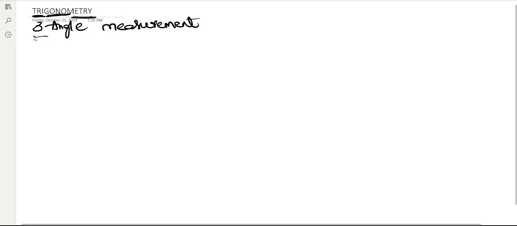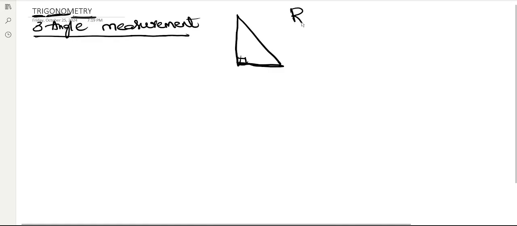So here the word tri stands for 3, the gono stands for angle, and the metry stands for measurement. So it's basically a concept of three angle measurement. When you discuss three angle measurement, the first thing that hits your mind is a triangle. For the trigonometry chapter, we use a special triangle, which is the right angle triangle.